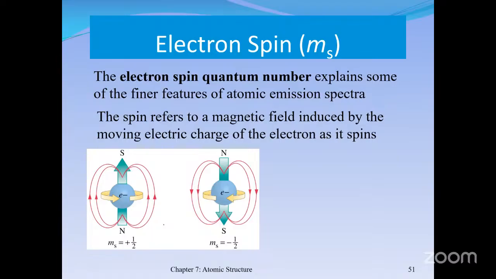If you have a charge that is moving or spinning, it generates a magnetic field, all right? Now, in the case of the electrons, if the electron is spinning in this direction, then the magnetic field will be pointing north to south like this, right? So we call that spin plus half. MS is equal to plus half, right? If the electron is spinning in the opposite direction, then the field will be pointing in the other direction, and the spin is defined as MS is equal to minus half.